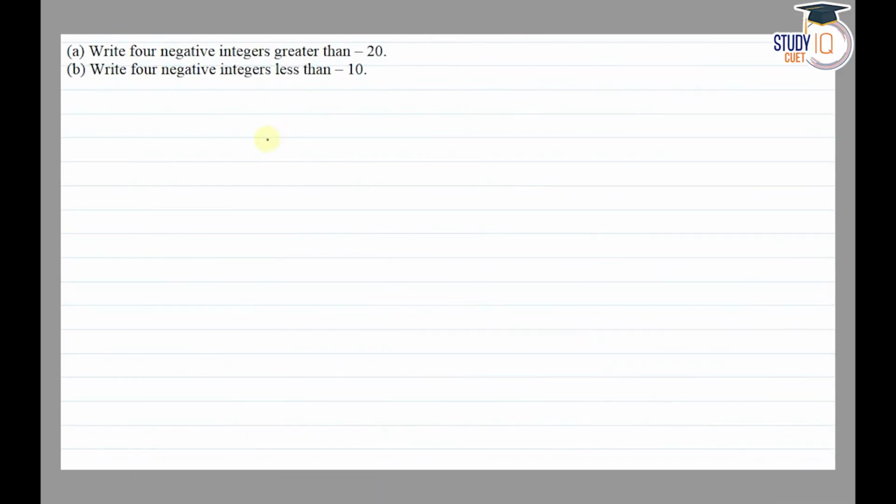Hello everyone, this question appears in class 6 NCERT chapter of integers. This is 8th question of its exercise 6.1. So the question says that write 4 negative integers greater than minus 20.